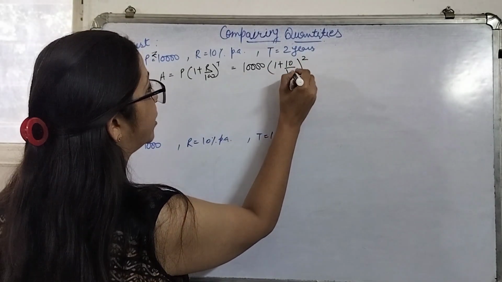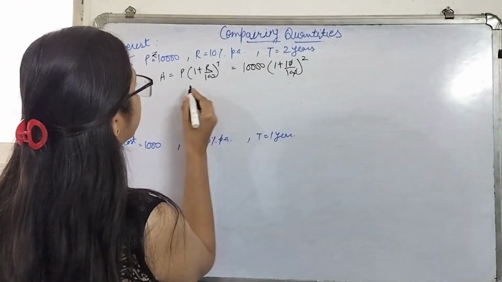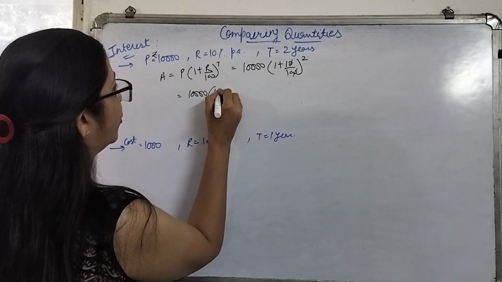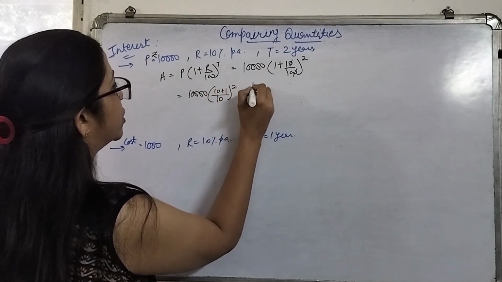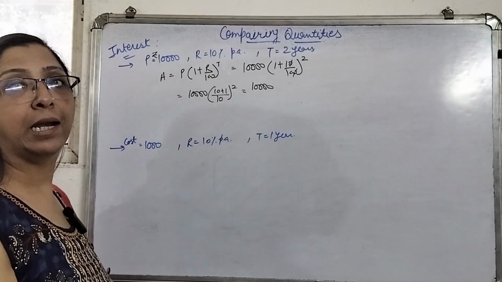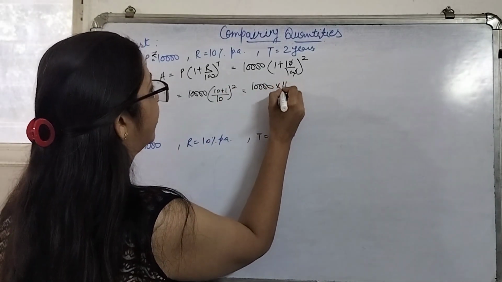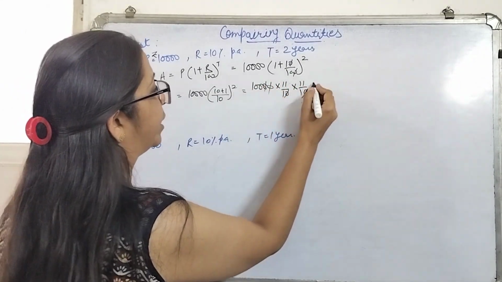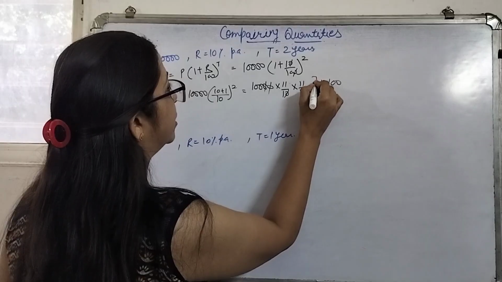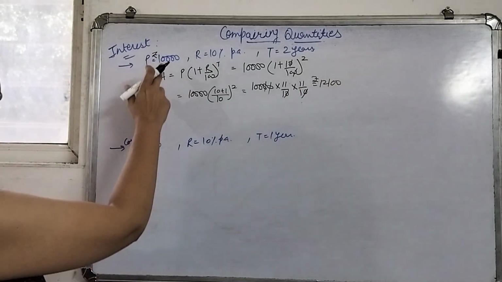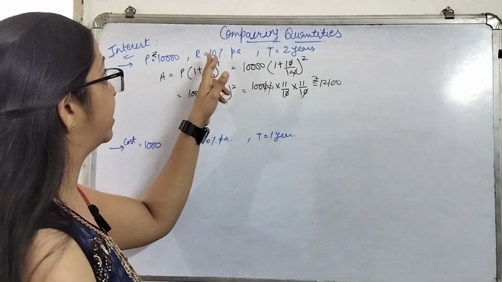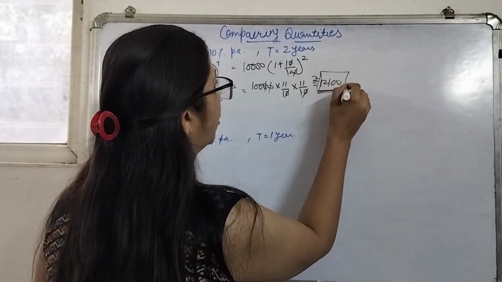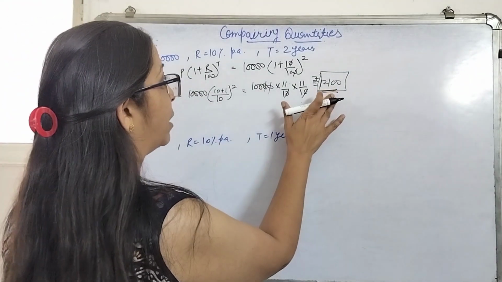If we solve it, the zeros can be cancelled. Here in the bracket, 10 will be the LCM, so 10 plus 1 raised to the power 2. It will become 11 by 10 raised to the power 2, that is 11 by 10 multiplied by 11 by 10. 11 squared is 121, so 12100. That means if someone has taken this much amount for 2 years at 10% per annum, he has to give back this much. This is the total amount which he needs to pay. This is the amount, not the interest.